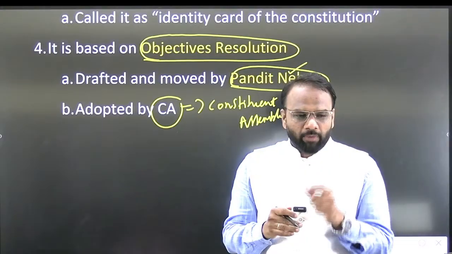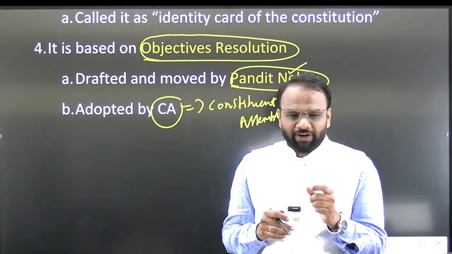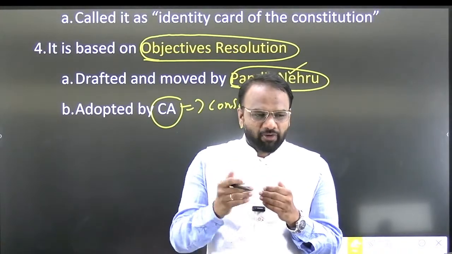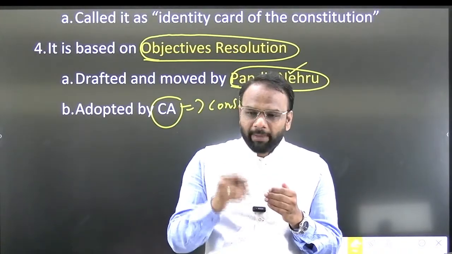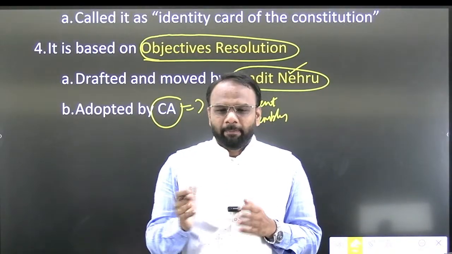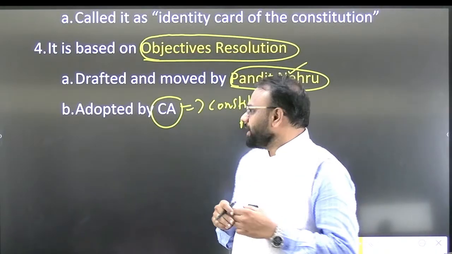Okay. So our preamble is based on what? Option number 1, objectives resolution. Option number 2, civil disobedience movement. If I frame such kind of options, we should be able to identify. Our preamble is based on what? Objectives resolution moved by whom? Pandit Jawaharlal Nehru. Okay. So this should be the clarity.